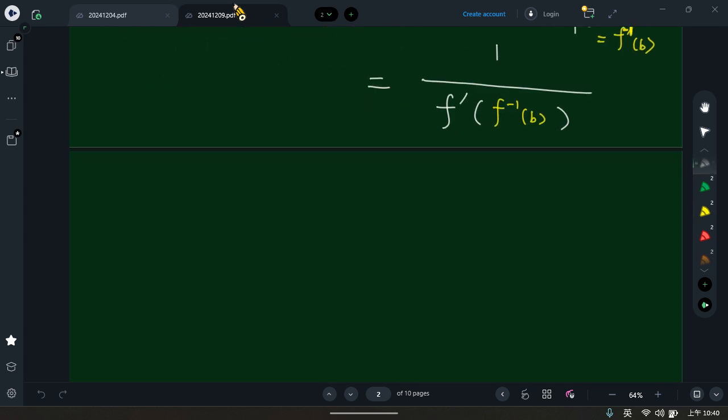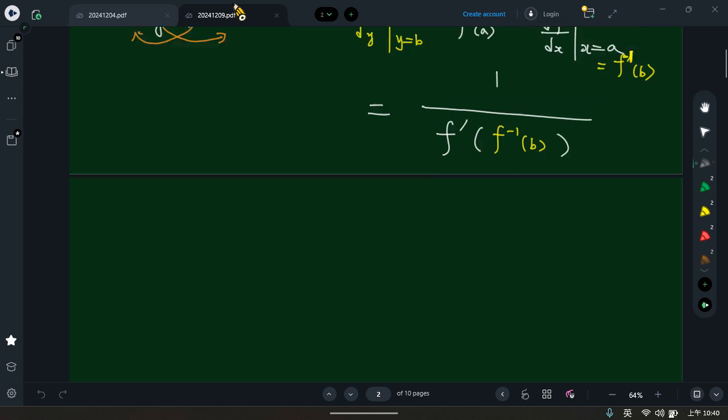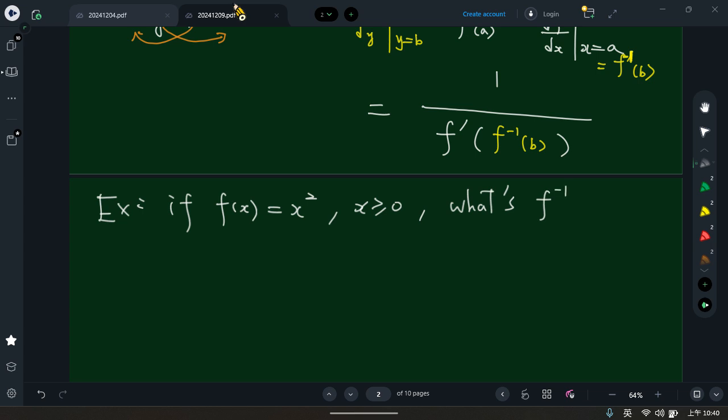Okay, so I just want to give you an example. For example, if f of x is equal to x squared and x is positive or equal to 0, what's the derivative of f inverse x?